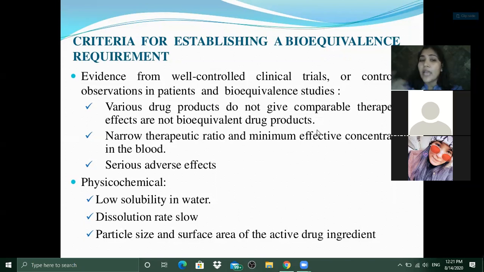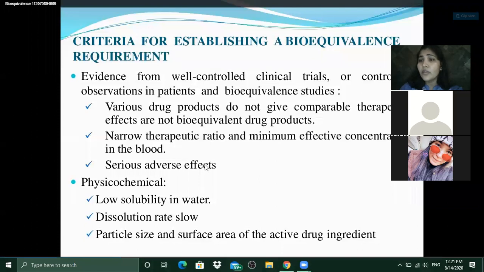Okay? Narrow therapeutic ratio or minimum effective concentration in the blood. What do you mean by narrow therapeutic ratio? I told you about this just yesterday. What do you mean by narrow therapeutic ratio and serious adverse effects? What do you mean by therapeutic ratio? Narrow therapeutic ratio.